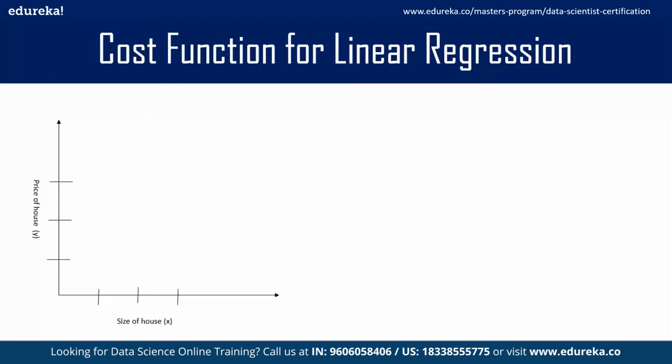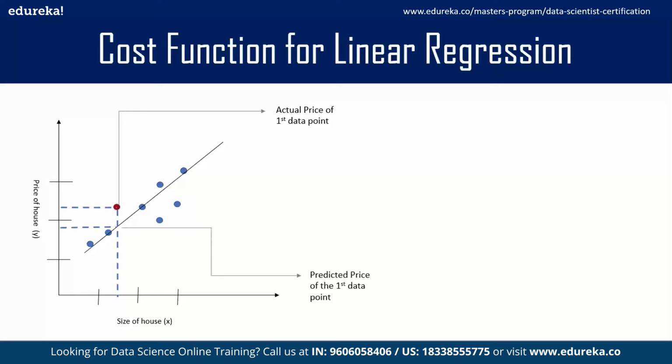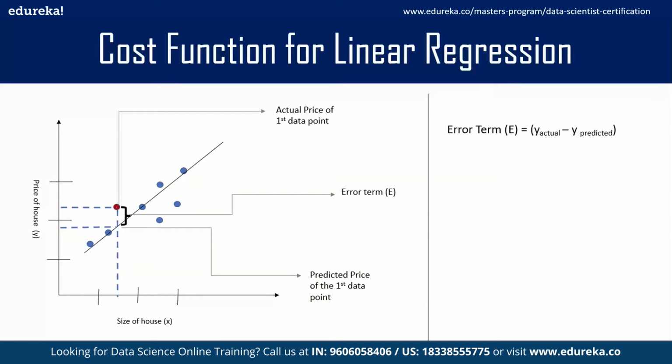So the size of the house is on the x-axis and the prices are on the y-axis. And these are our training data, and the line is our model. The actual price of the first data point is this, the red dot, and the predicted price of the first data point is this, which happens to fall on the line. Now the distance between the actual and the predicted value is called the error term, denoted by E. Now the error term is given by y actual minus y predicted. Similarly, the error term for the first point is written as E1 equals y1 actual minus y1 predicted. And it goes on up till the nth point in a data set, given by En equals yn actual minus yn predicted.